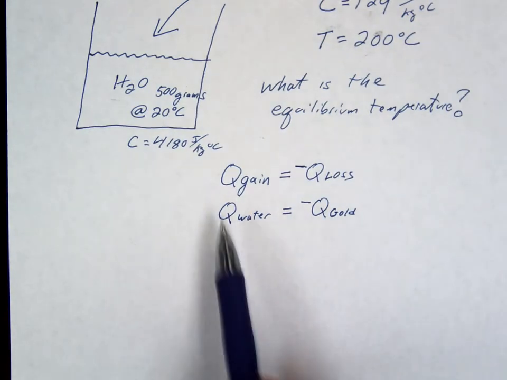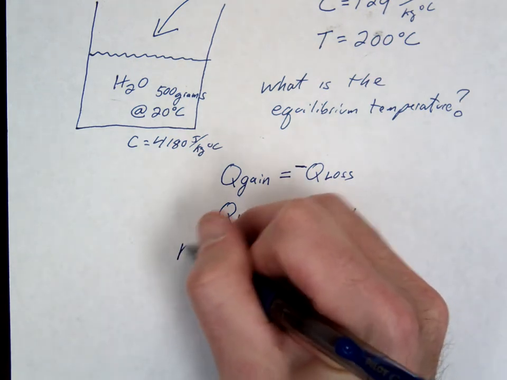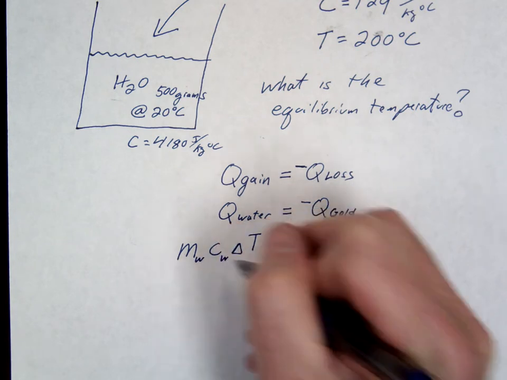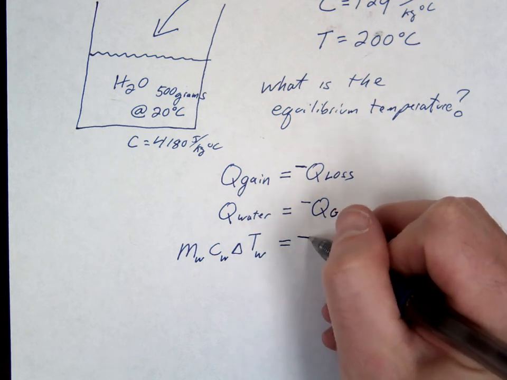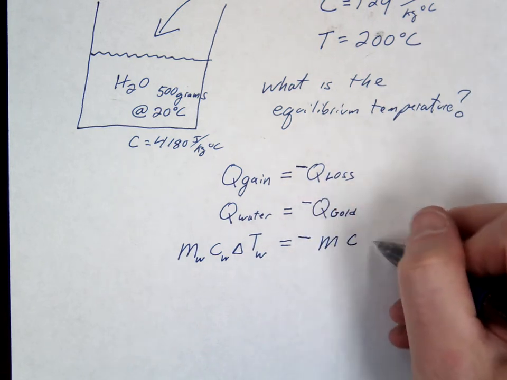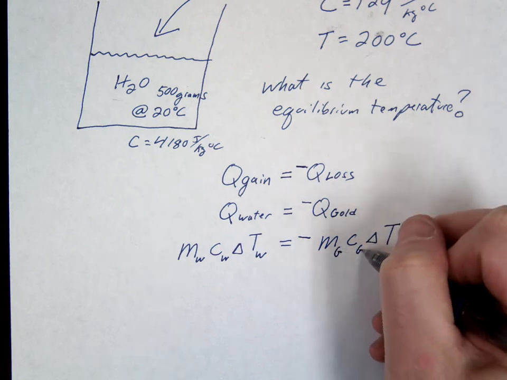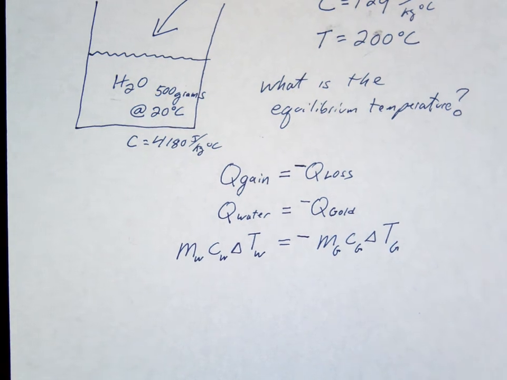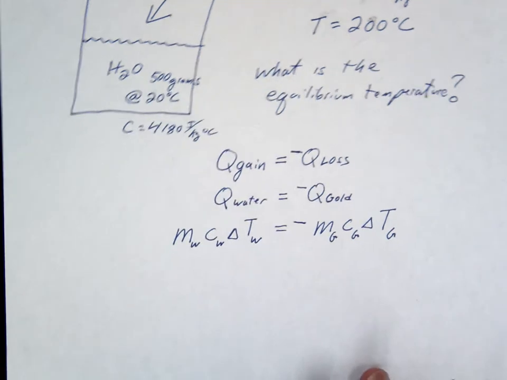Okay, and then what's the equation for Q? So we're going to write MC delta T for water. That should equal negative MC delta T for gold. Okay, so that's kind of the setup, and the concept again should be straightforward. You're just looking at what's gaining, what's losing, and then plug in the equations.